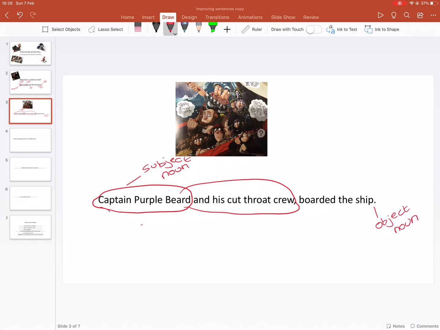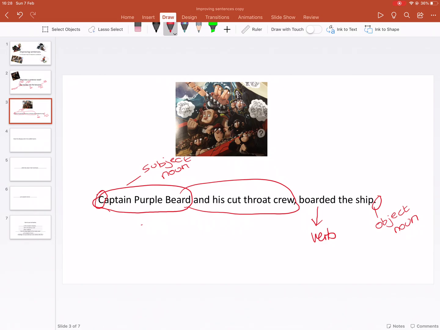But what were they doing? We need a verb. So every sentence has at least one verb. So your verb, what are they doing? They're boarding the ship. That's their doing word. It's past tense, so they've already boarded the ship. So you've got Captain Purplebeard and his cutthroat crew boarded the ship. So this capital letter at the beginning, full stop at the end. Always check, check, check. So that's just a bit of a better sentence here. It's a bit more extended sentence there.